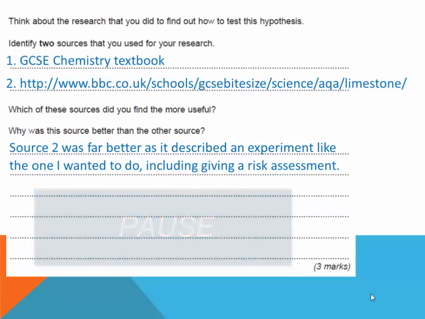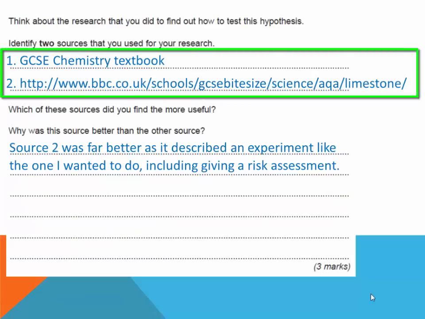Okay, so if we start by looking at the response to identify two sources, the candidate has given an enumerated list of, first of all, GCSE chemistry textbook, and then secondly, a website address. Unfortunately, the chemistry reference for the textbook is not good enough. There are lots of GCSE chemistry textbooks. It needs to be possible to uniquely identify the book, so we need things like publisher or, even better, ISBN.